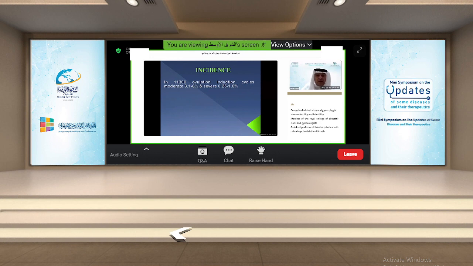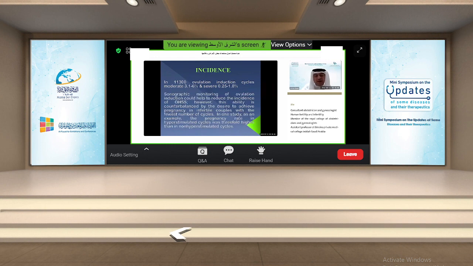Let's talk about some statistics. In those cases who have been exposed to ovulation induction, the moderate type reaches about 3 to 6%. The severe type is a little bit smaller.